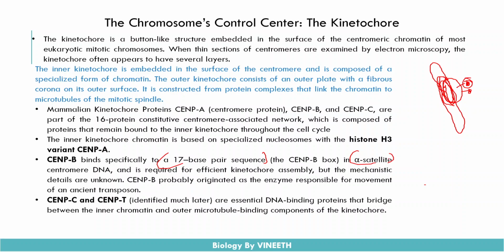But a lot of the roles of centromere protein B are not known. Centromere protein B probably originated as the enzyme responsible for the movement of ancient transposons, the Tigger 1 transposons. For the transposition movement, CENP-B is responsible, and that transposon is actually present only in the alpha satellite region.